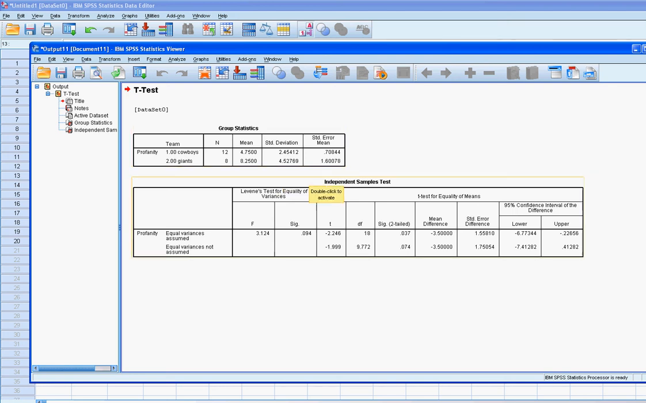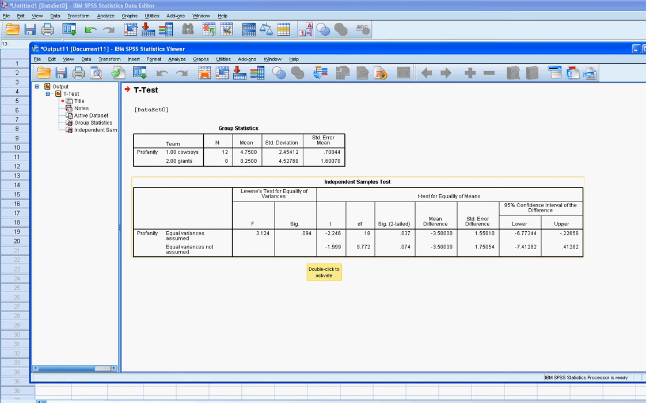In the independent samples test table, we see on the left hand side a test of the homogeneity of variance assumption. This is the assumption that our variances in the population are equal. We do not see a lot of evidence to suggest that they are extremely dissimilar, so we can go ahead and analyze the t-test with equal variances assumed.